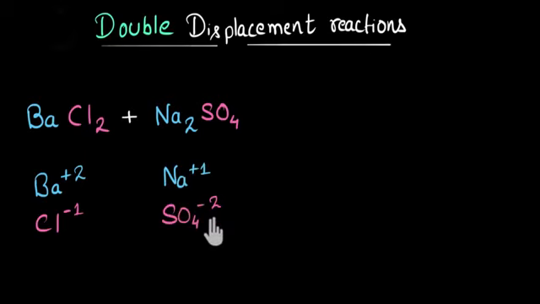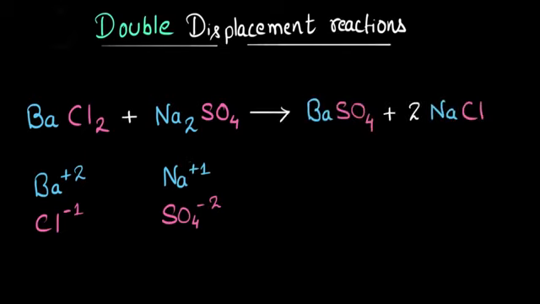Now see, the barium plus 2 ion can get attracted to the sulfate ion now, and this will form barium sulfate. Similarly, the sodium ion can get attracted to the chlorine ion, and this will form sodium chloride. And so the products are going to be barium sulfate and sodium chloride.